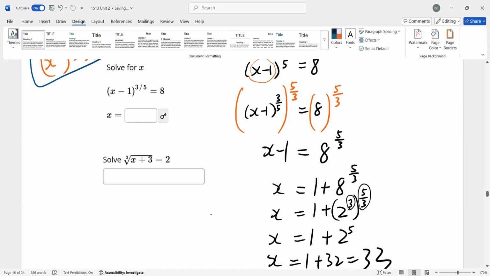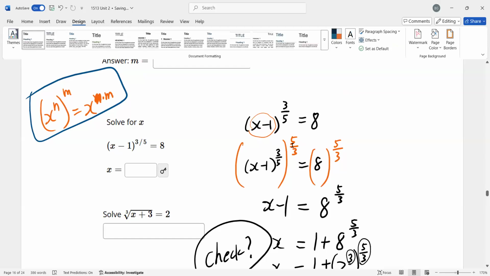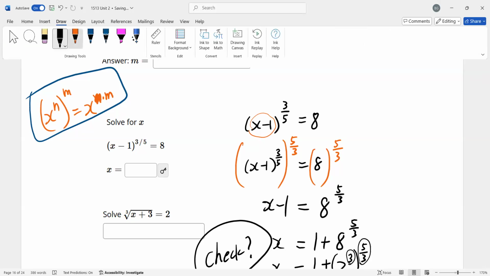Do we need to check the result? You know, we don't have to. It is a radical equation. How come we don't have to? Because the root number is odd. The left side, if we write it in radical form, is the fifth root of (x − 1) to the power of 3, right? When the root number is odd, we don't have to check.